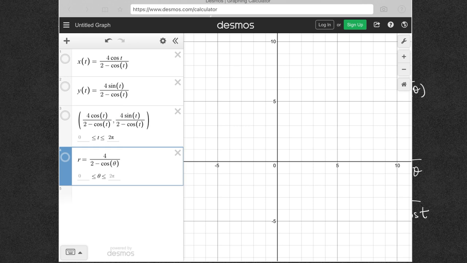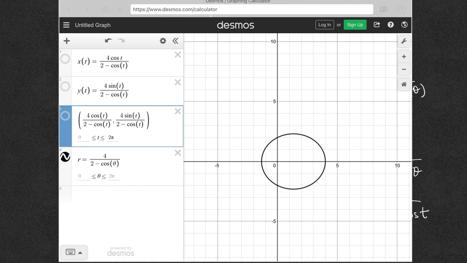For example, if we were to use 0 to 2 pi for t, then the graph of the parametric equation is almost a circle, but not quite a circle in this case. It is an ellipse. If we were to graph this equation in the same coordinate axes as the polar equation r equals 4 over 2 minus cosine theta, we see that both of them are the same curves. So we parameterized it correctly.